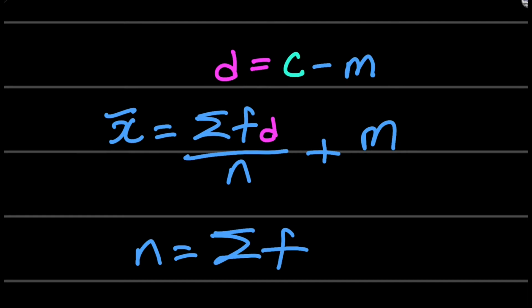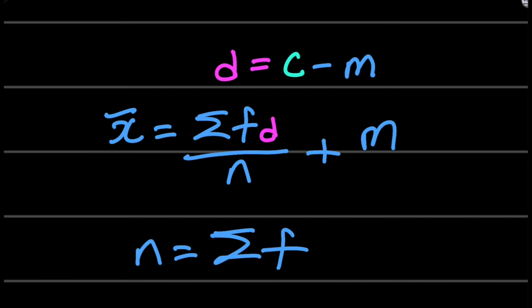So before you can get fd, before you can put together your fd, you must first have gotten your d. And what is our d? Our d is simply c minus m. C here means the class center.